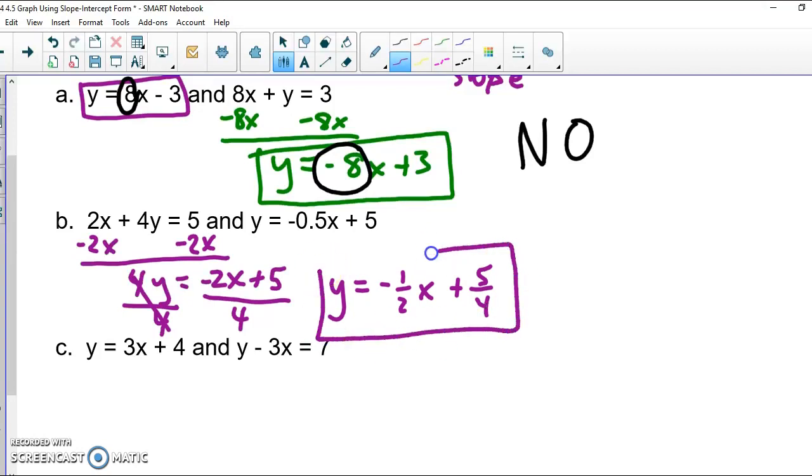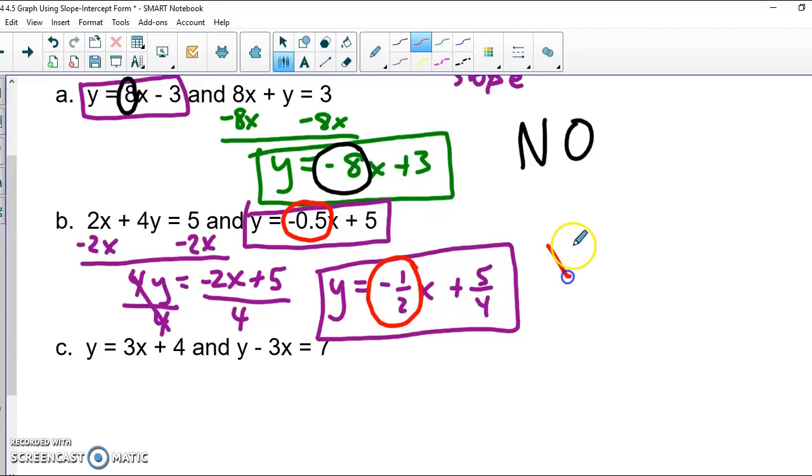Now I can look at this equation in slope-intercept form and look at this equation in slope-intercept form. And I see that my coefficient of x, that m term here, is negative 1/2. And here it's negative 1/2. It doesn't matter that it's decimal version and fraction version, the value is the same. So these lines would be parallel.